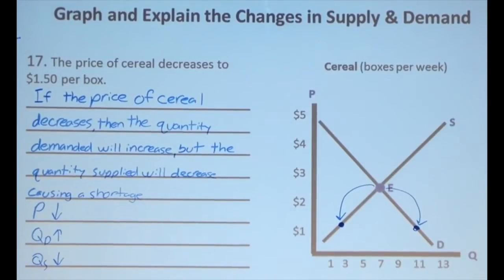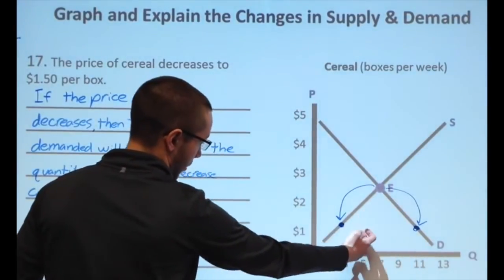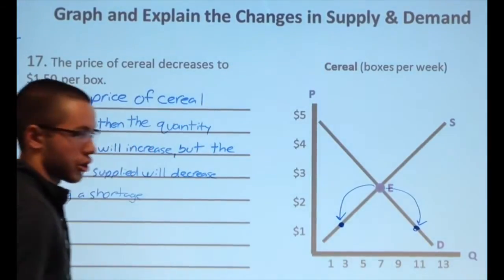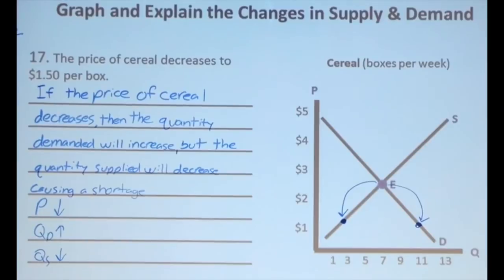So if the price of cereal decreases, then the quantity demanded will increase, but the quantity supplied will decrease. This is causing a shortage. So the quantity demanded is going up, but the quantity supplied is going down. So there's going to be a shortage between what people want and what's supplied.